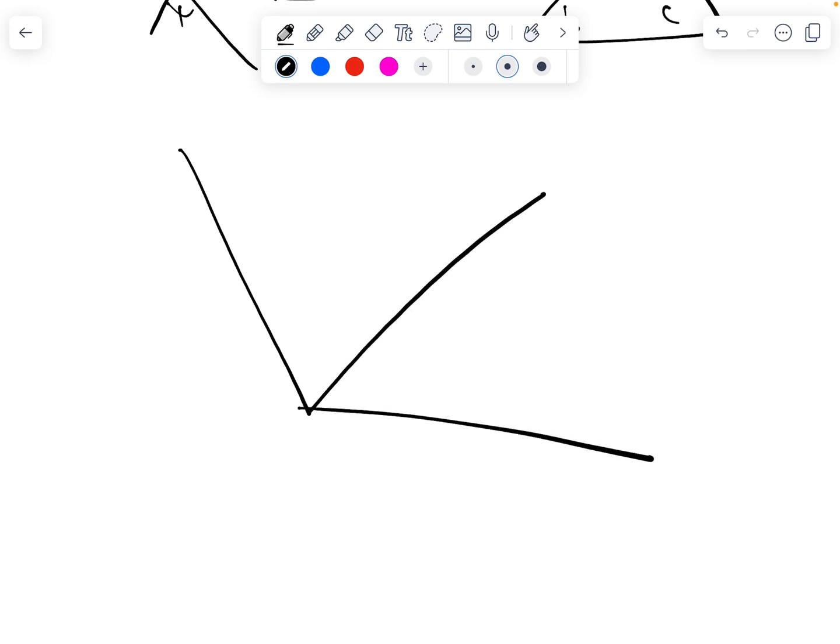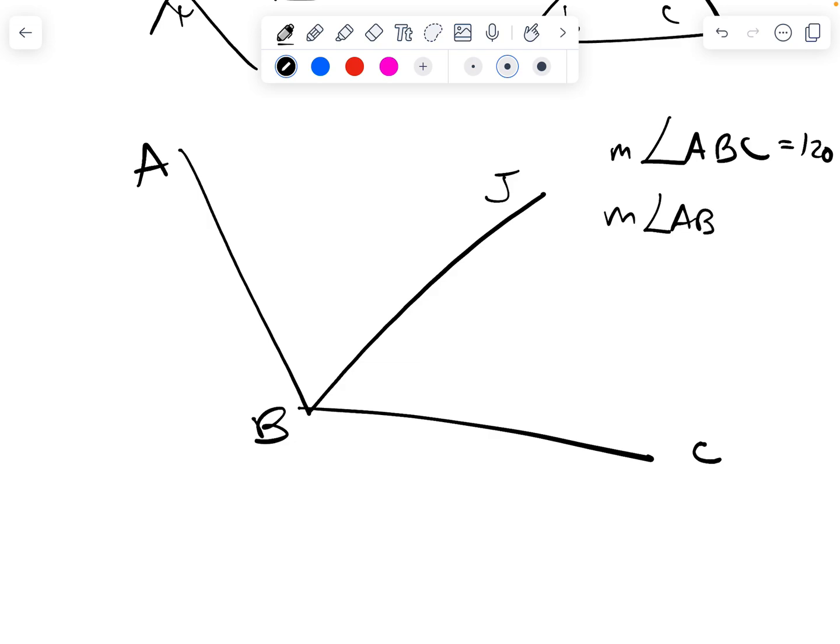Now the final type of question is this. Let's say you're given something like this. We're going to call this A, B, C. And it's going to tell us that the measure of angle ABC is 120. And it says that the measure of angle, let's call this J, the measure of angle ABJ is equal to x, and the measure of angle JBC is equal to, let's call this 3x.